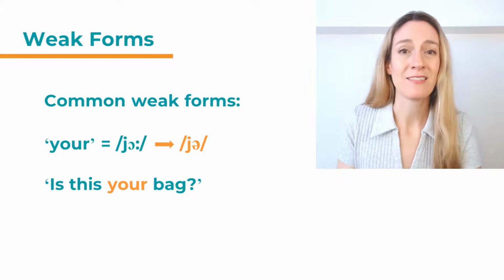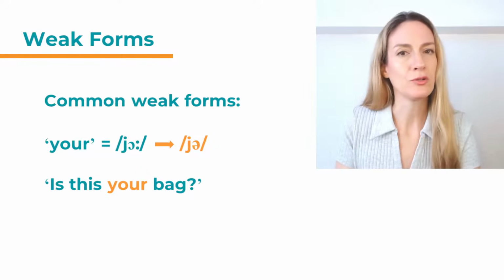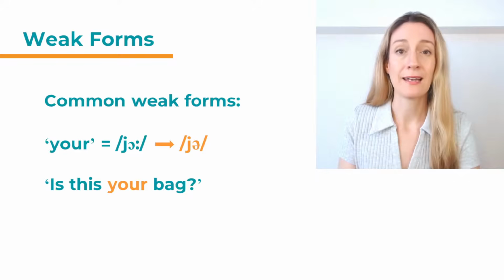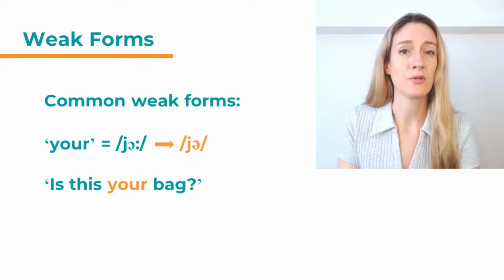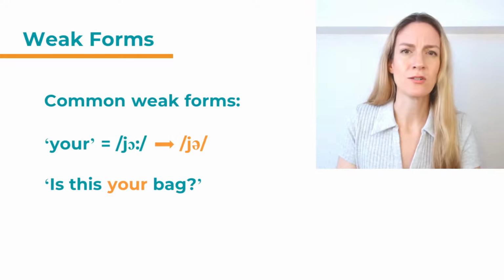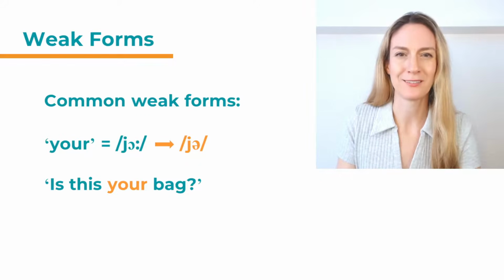So let's have a look at this example sentence. Here we have, is this your bag? But of course, if we say it naturally, it sounds like this. Is this your bag? Your bag. So we don't say, is this your bag? Unless you really want to stress the word here because you want to say, is this your bag, not his. But usually we don't stress the word and it's simply your bag. Is this your bag? Incredibly short.